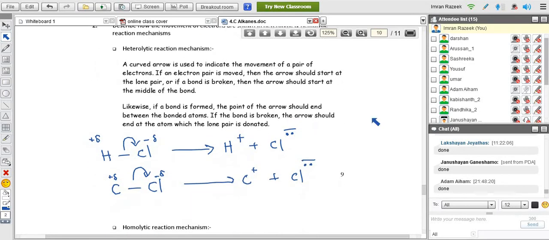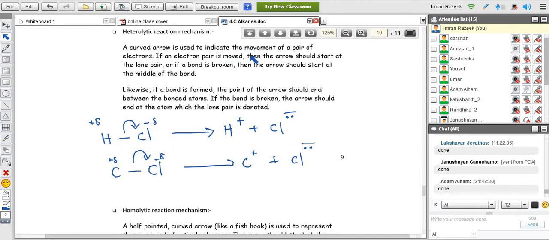In a heterolytic reaction mechanism, a curved arrow is used to indicate the movement of a pair of electrons. If an electron pair is moved, the arrow should start at a lone pair, or if the bond is broken, it should start at the middle of the bond. Likewise, if a bond is formed, the point of the arrow should end between the bonded atoms. The arrow should end at the atom where the lone pair is donated. And when the bond is broken, it should start from the middle of the bond and point to the atom where the bond is broken. You can copy these two.